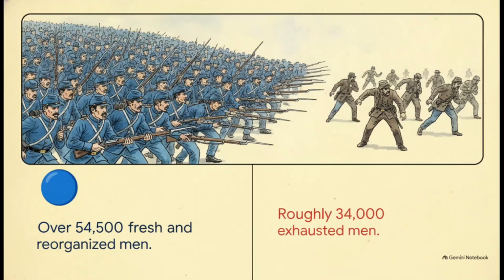Part 2, Day 2, the Union Strike. So as dawn broke on April 7th, the strategic situation had completely reversed overnight. Grant was now commanding over 54,000 fresh and reorganized men, and they were going up against Beauregard's completely exhausted force of roughly 34,000. So instead of sitting back and waiting for the Confederates to attack again, Grant seized the initiative. He launched a massive, crushing counterattack southward.